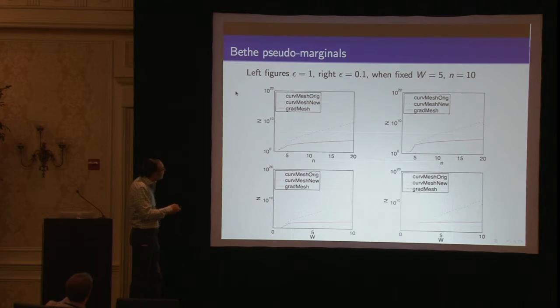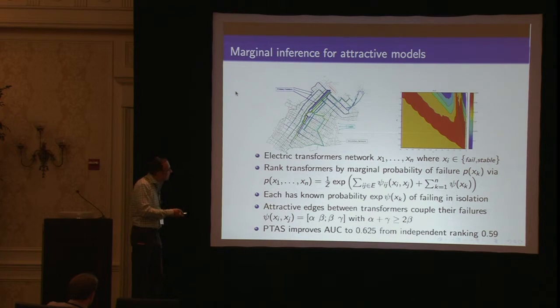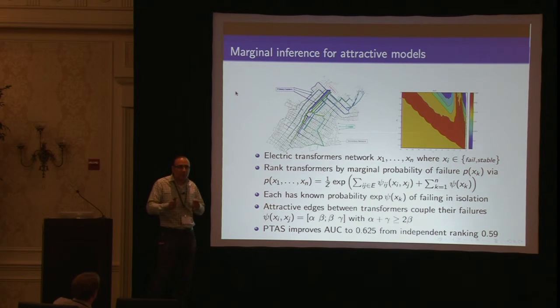And so here are some runtime experiments. It scales much better to do gradient-based discretization versus curvature-based discretization. And here's an application. We looked at some transformers in New York City. We have a big network of transformers. They each have a binary variable saying, is a transformer going to fail next summer, or is it going to work next summer? And we want to compute from this big distribution the probability of failure for all the transformers.